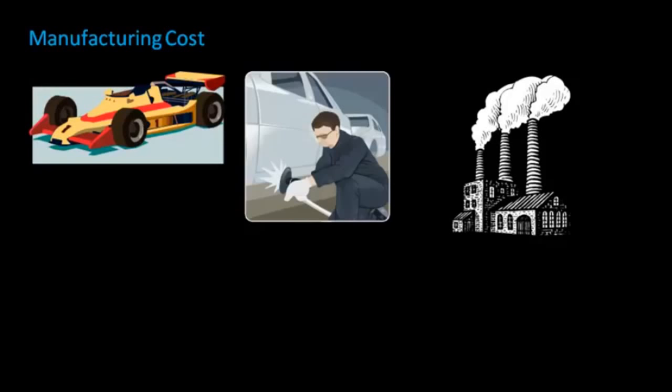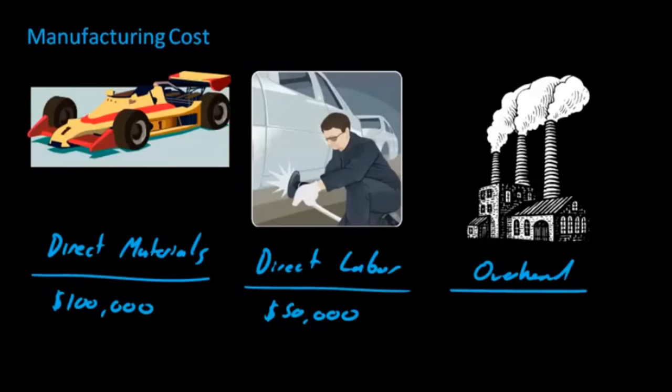We know we're going to have direct material costs. Say our direct material cost is 100,000, and then we also know that we are going to have direct labor costs because someone's going to put this car together, and say our direct labor for this car totals 50,000.